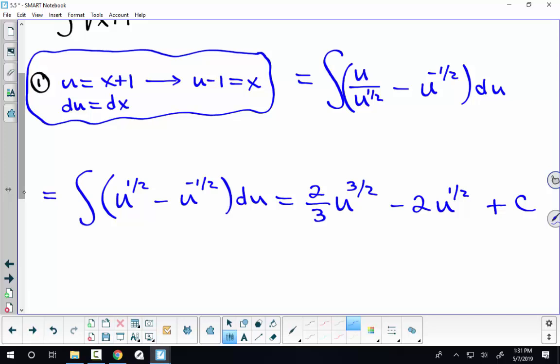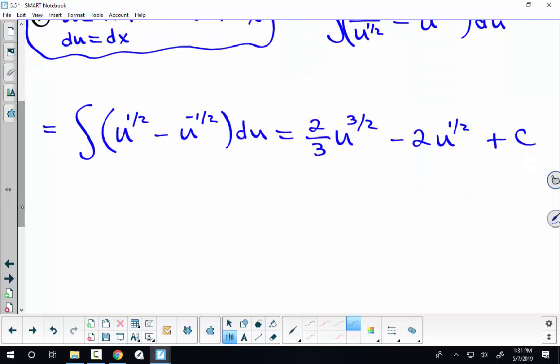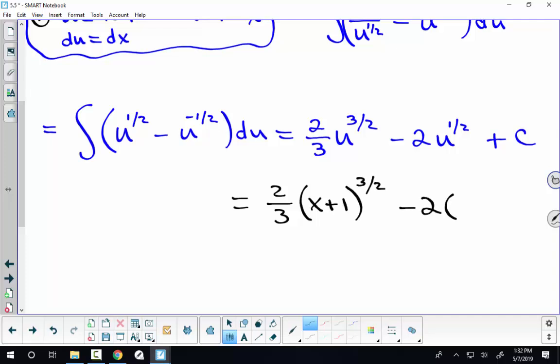So just be mindful, once you make your substitution, you work it all the way down until after you find the antiderivative. Don't substitute back in until after you've found the antiderivative. And so then we just substitute back in. We've got 2/3, what was it, x plus 1, I think? Yeah, x plus 1 to the 3/2 minus 2 times x plus 1 to the 1/2.